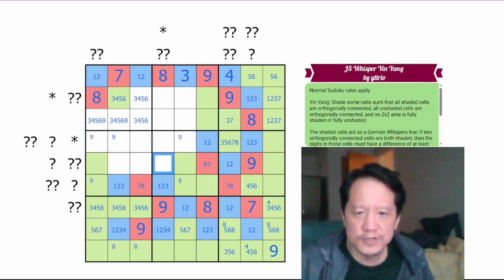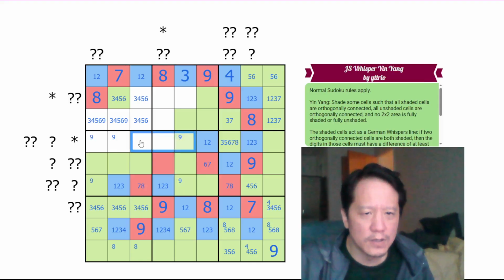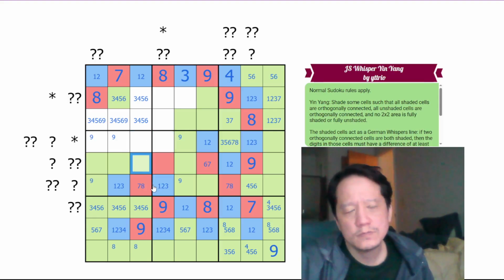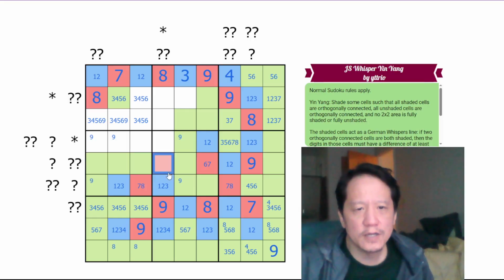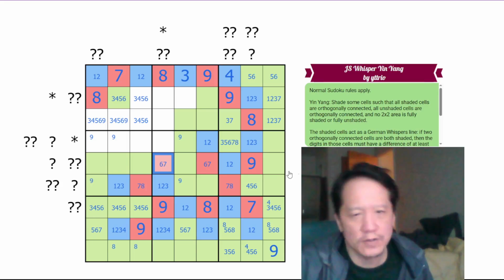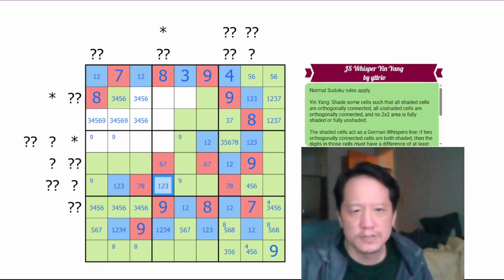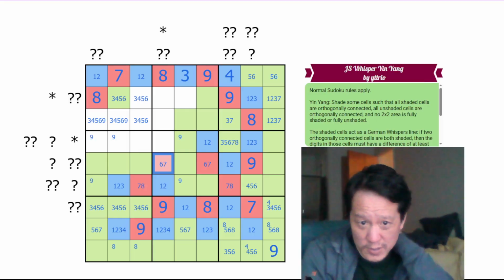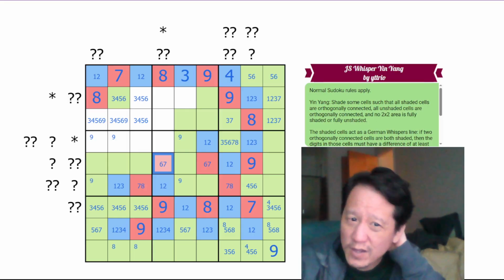What happens if this is red? Then this becomes green, green. This must be green out there. That forces this to be green. This cannot be 7. This has to be 6 or 7 here. That means this can't be 3. It's 1 or 2. I mean, that seems fine.